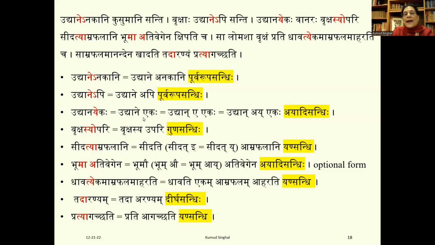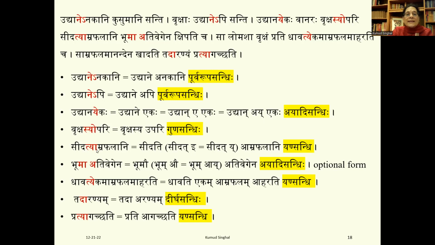Right? So udyane e followed by a. So you have an ayadi sandhi here. So here e and this a will be replaced by ay. So you have na and ya, and a, yeka. So this is not the optional form. This is the other form of the ayadi sandhi. Then vrakchasyo pari. This we have seen is a guna sandhi. Vrakchasya upari. U is replaced by guna o.